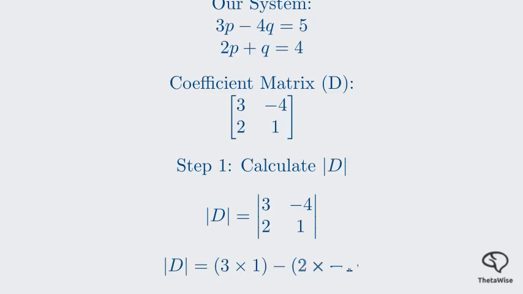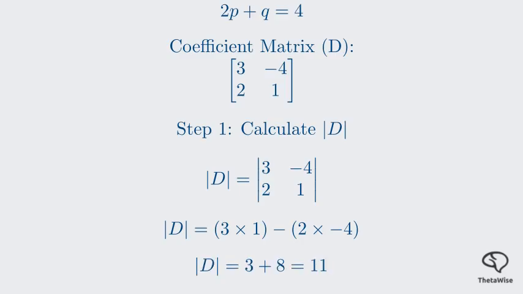This means we calculate 3 times 1 and then subtract the product of 2 and negative 4. This is 3 minus negative 8. Simplifying gives us 3 plus 8, which equals 11. So, the system determinant D is 11. Next, we will calculate the determinant for our first variable, p. We denote this as D subscript p.